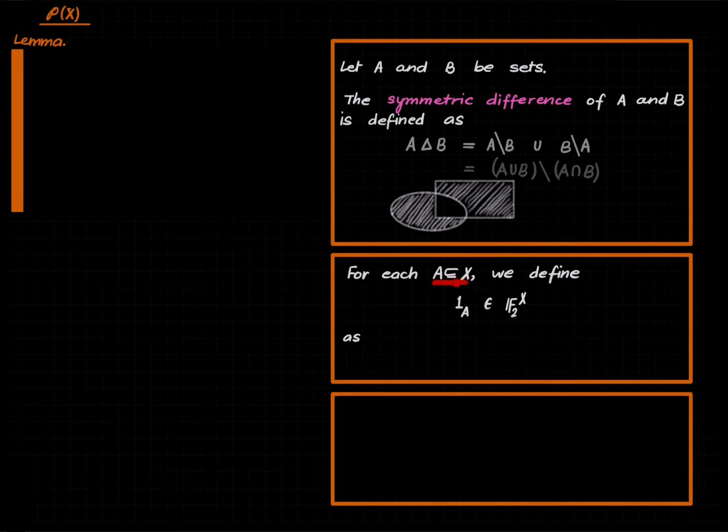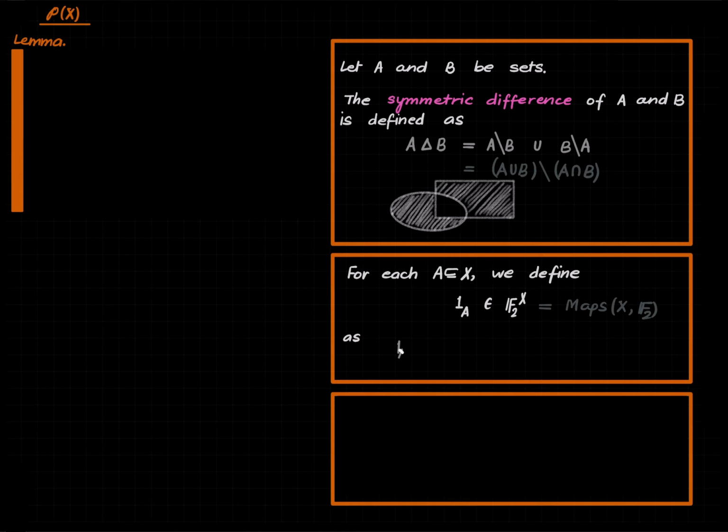For each subset A of X, we define an element of F2 to the X. Again, recall what is F2 to the X? F2 to the X is the set of all the maps from X to F2, and this is a vector space over F2. Right, so we define this element as follows.